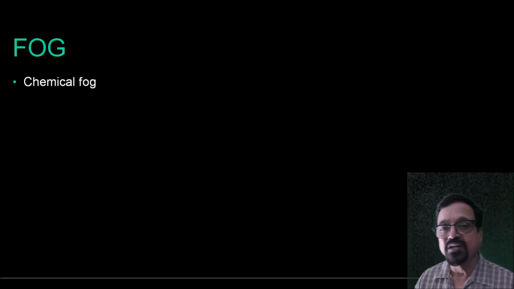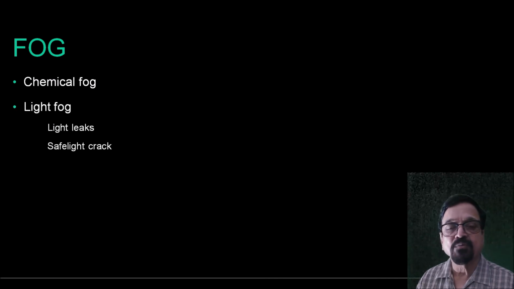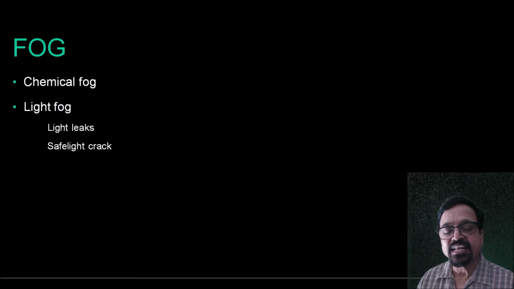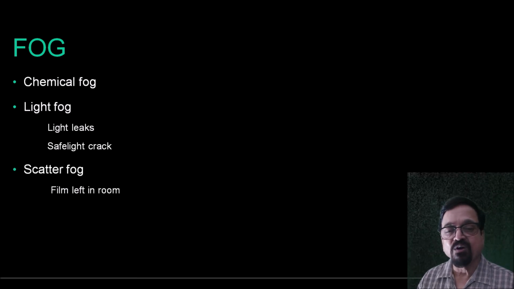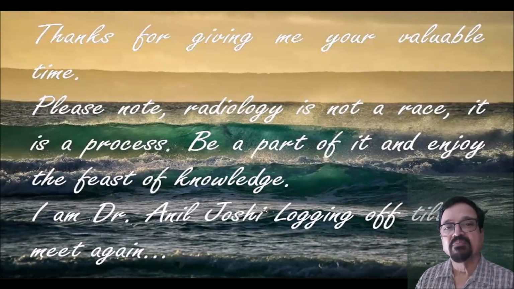Now, what is a fog? Again, we are going towards the same. There is a chemical fog, number one. Light fog, that is a light leak, safe light crack. Then scattered fog, that is film left in the room, or storage fog, outdated film and darkroom at a high temperature.